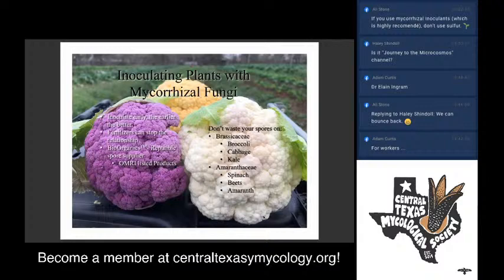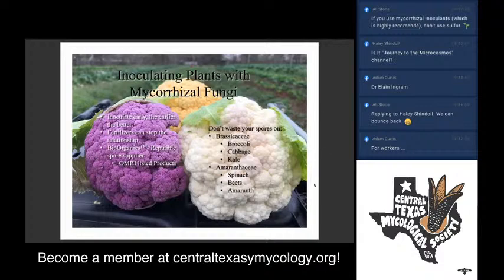From the Facebook chat, it's saying if you use mycorrhizal supplements, it's highly recommended that you don't use sulfur, because sulfur is actually antifungal. In fact, that's a common thing that they'll use if you're having a problem with fungus in your ecosystem: you'll put out sulfur.